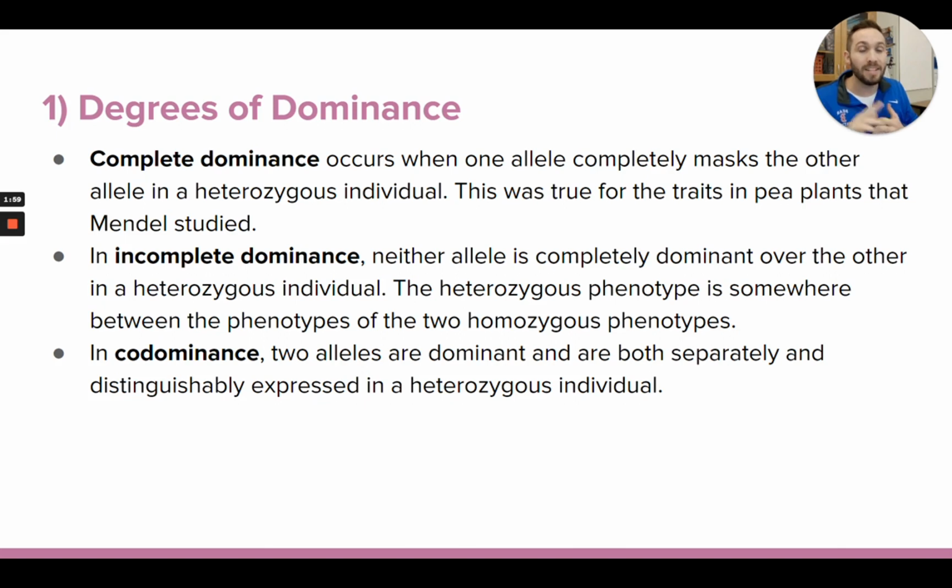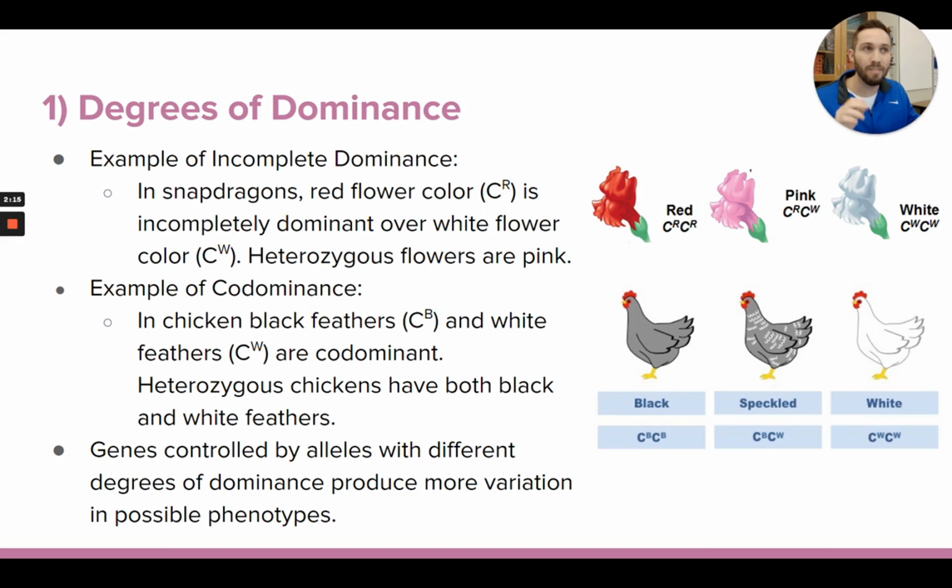But what we know since then is that there are many situations where one allele is not completely dominant over the other. Two examples of that are incomplete dominance and codominance. In incomplete dominance, neither allele is dominant over the other. If you end up with two alleles that are incompletely dominant, you're going to end up with a phenotype that's some sort of blended version of both of those alleles.